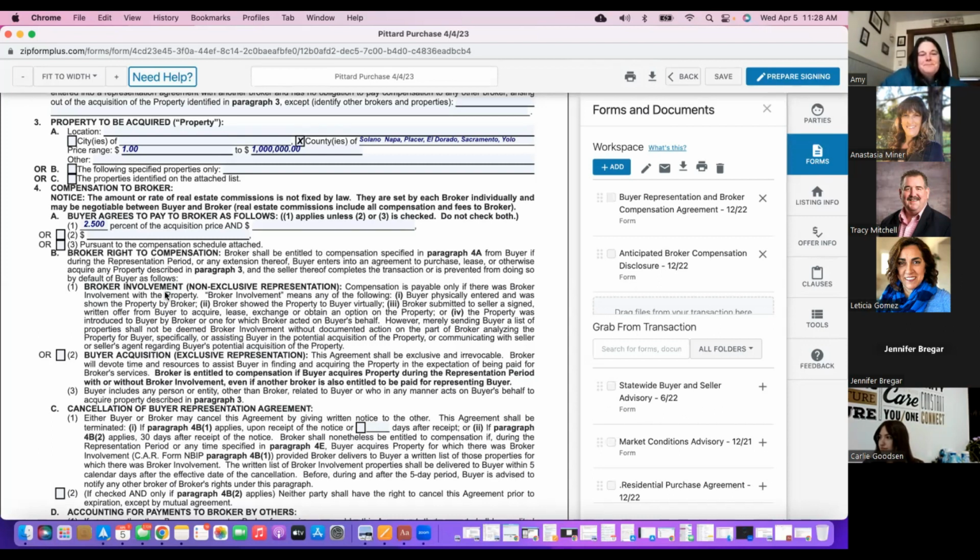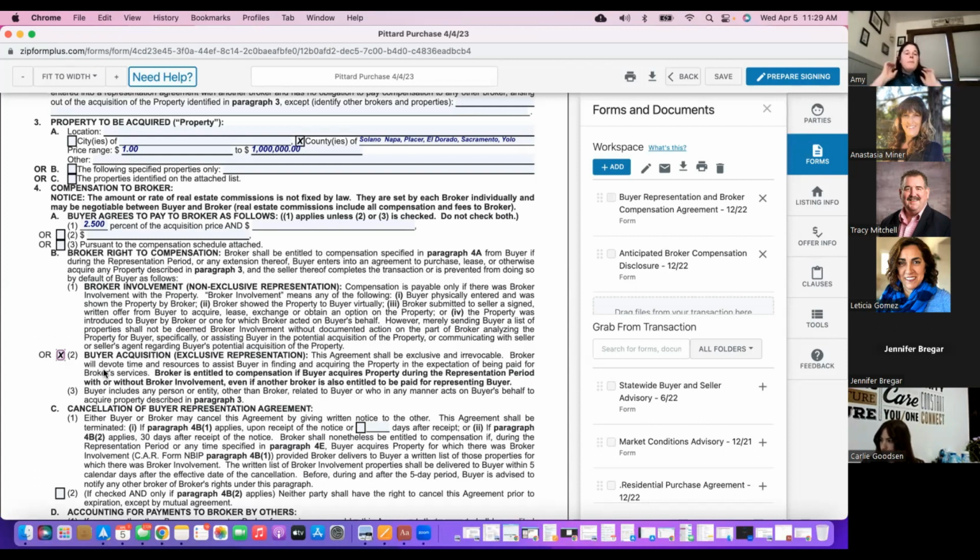Broker involvement. We're just going to skip through number 1. Don't leave it to broker involvement, non-exclusive representation. Always check the box down here for number 2, that it's exclusive representation. That means that any property the buyer buys, you're going to get compensated for it during the term of this agreement.